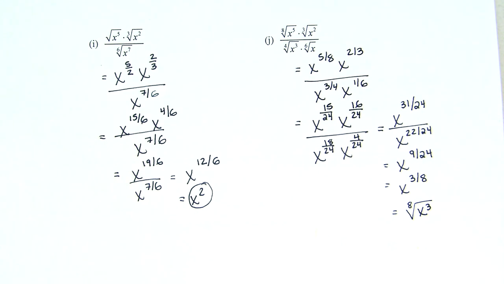When you are done, take a look at the screen. There's a fraction you're going to be able to simplify and then go from there. But I'm getting 31 over 24 up top, 22 over 24 on the bottom. I'm going to keep this up for a moment.